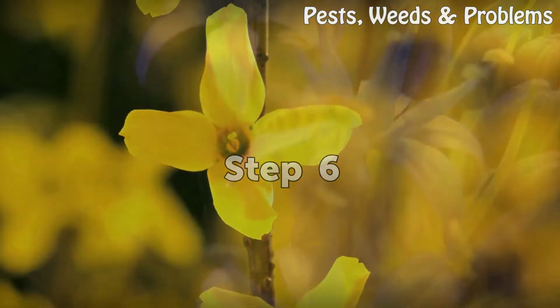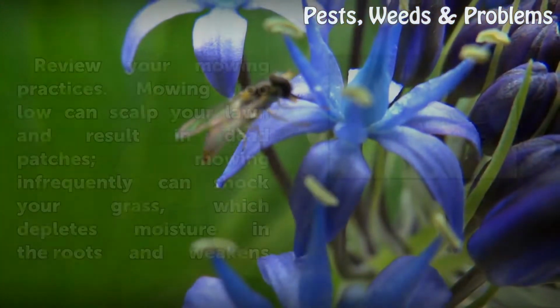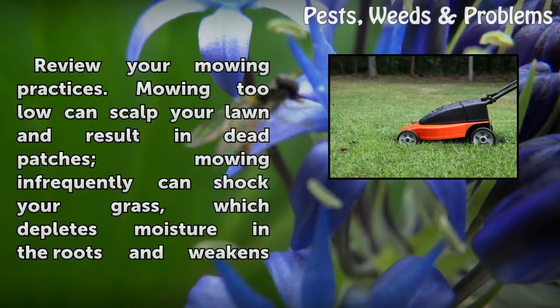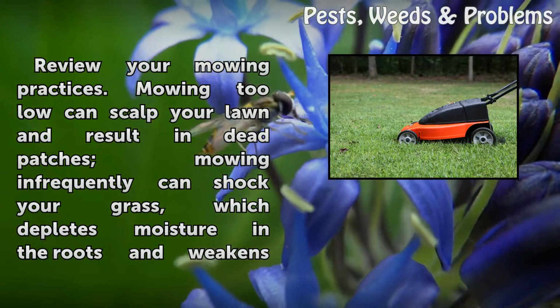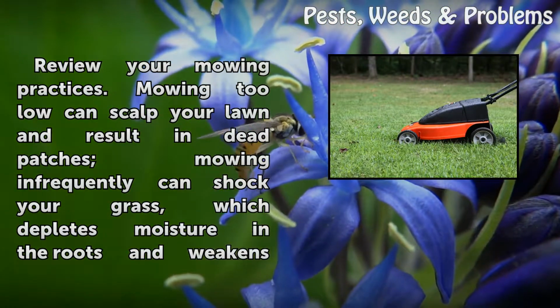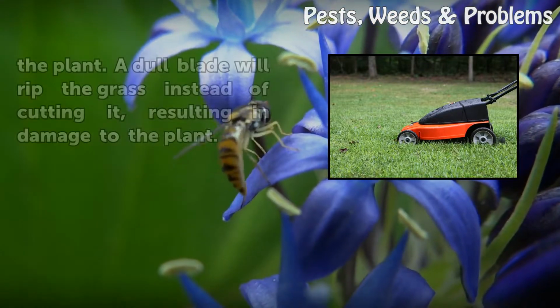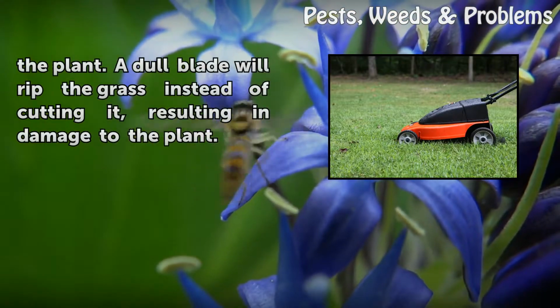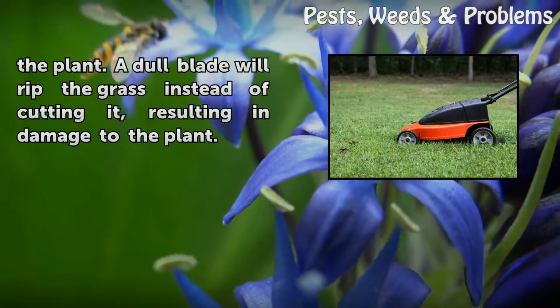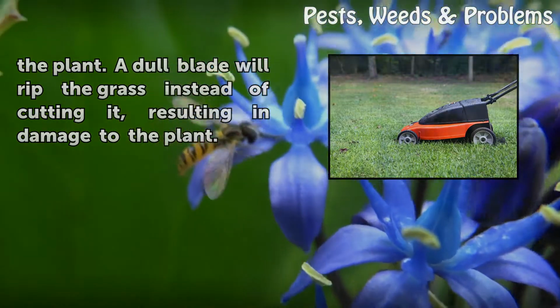Step 6. Review your mowing practices. Mowing too low can scalp your lawn and result in dead patches. Mowing infrequently can shock your grass, which depletes moisture in the roots and weakens the plant. A dull blade will rip the grass instead of cutting it, resulting in damage to the plant.